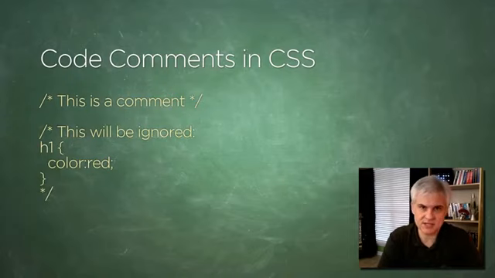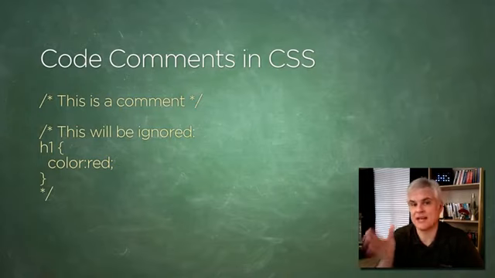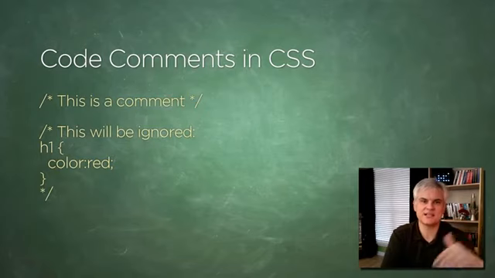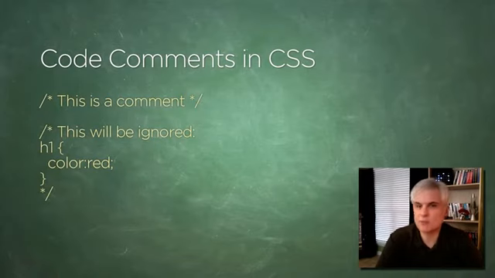So here you see a simple comment. I open the comment with a forward slash asterisk and then end the comment with an asterisk forward slash. And I could wrap those two around large passages of CSS in order to remove them from the web browser's rendering temporarily during development time. So just be aware of that.